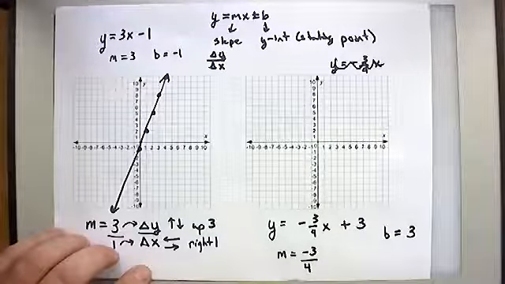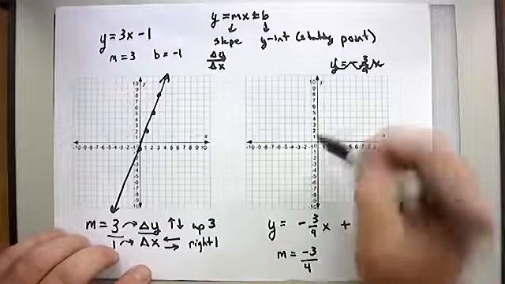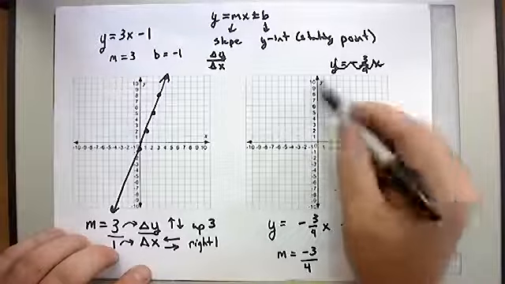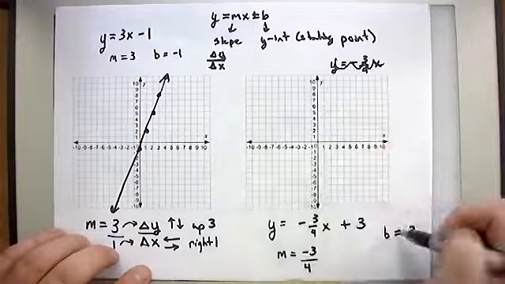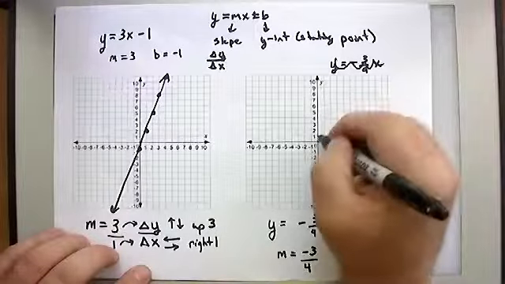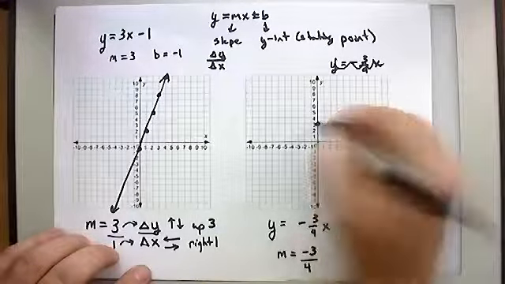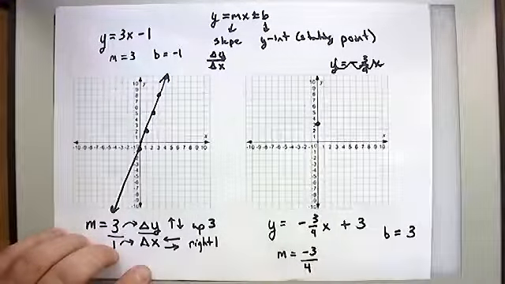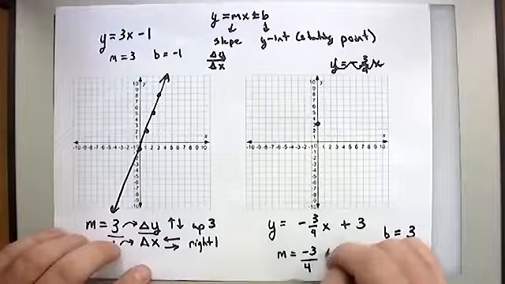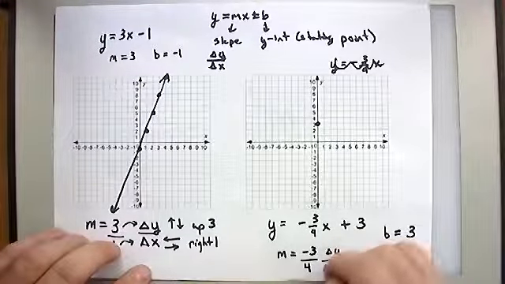So what does that mean? Where are we going to start? At 3. 1, 2, 3 on the y. Remember, the b is the y-intercept, so we're going to start on the y-axis. Up 1, 2, 3, and there's my starting point. Okay? Now, down here we have the change in y over the change in x.